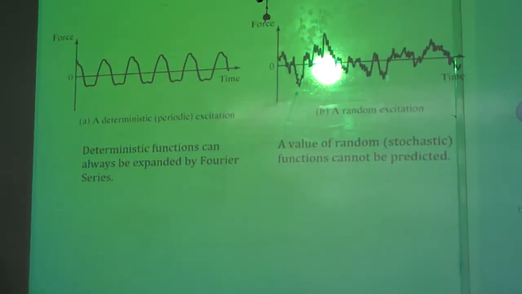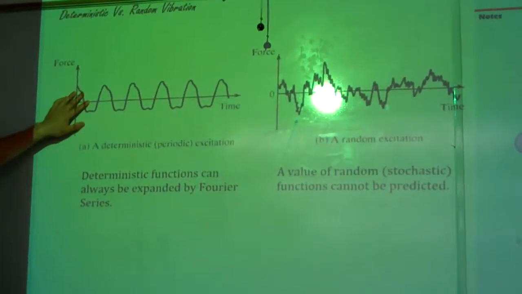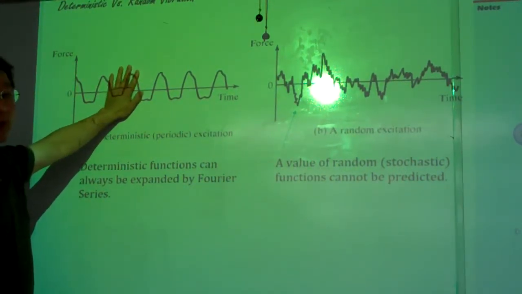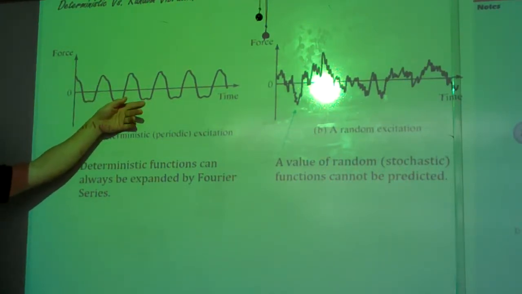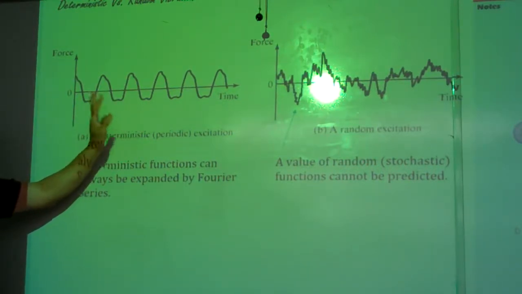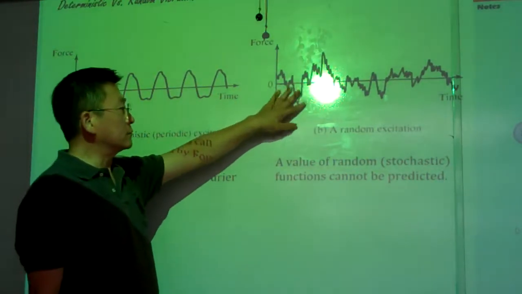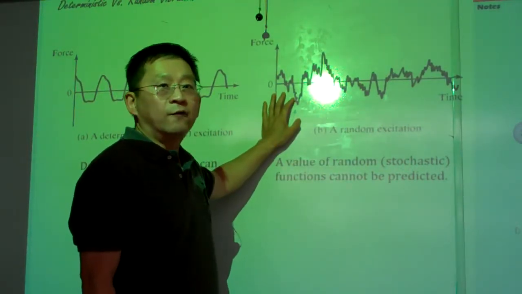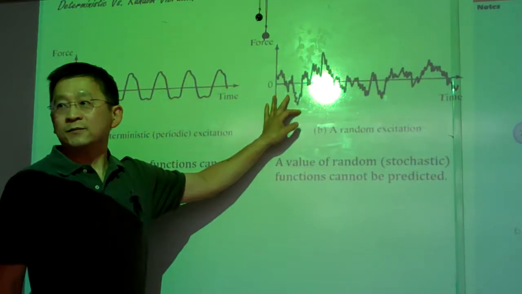The last classification is deterministic versus random. A deterministic signal means something like this, and it has a well-defined behavior. Either it is periodic, as shown here, or it is aperiodic, meaning an arbitrary function that is well defined in, say, the time domain. The random excitation or random force application is such that, for example, I don't know whether you learned turbulence from fluid mechanics. Probably not, right?